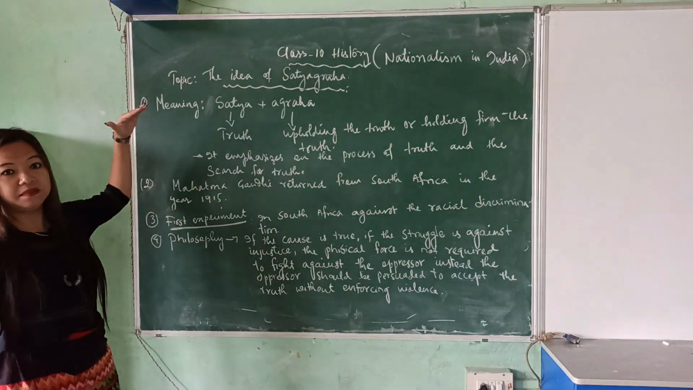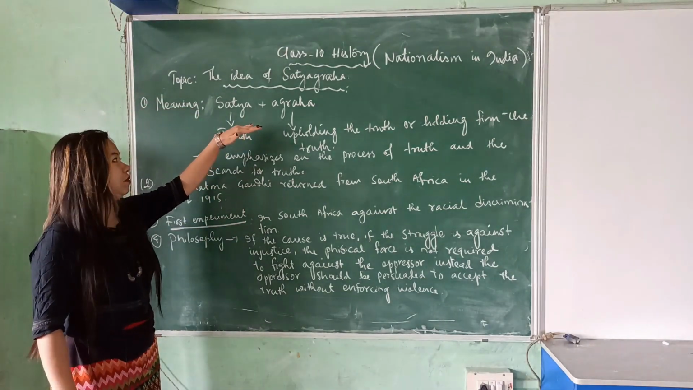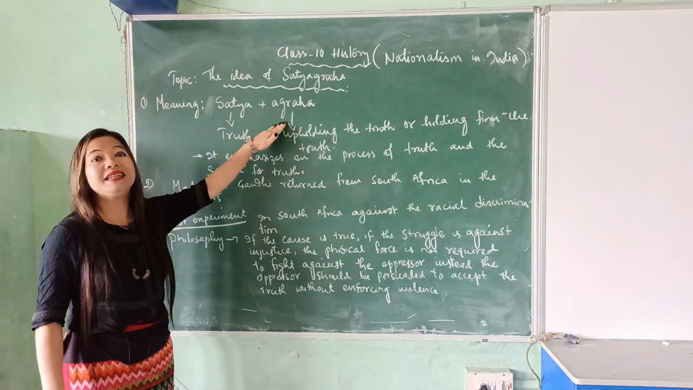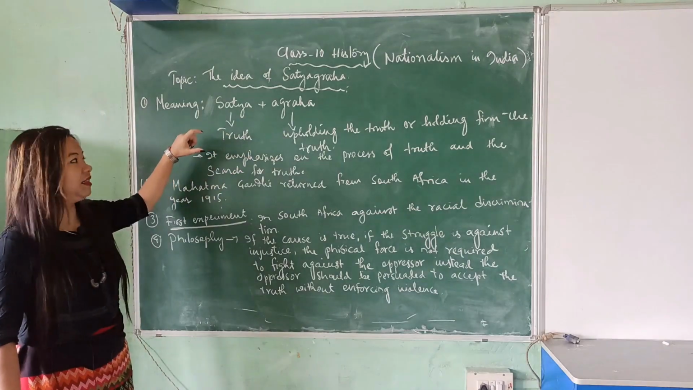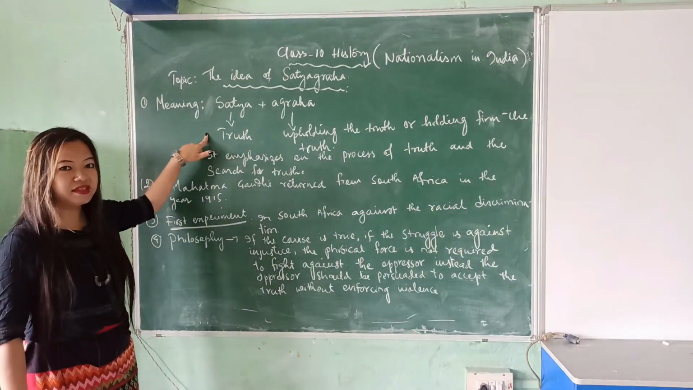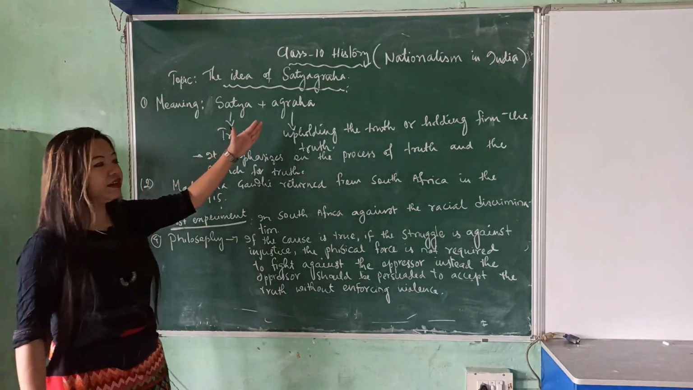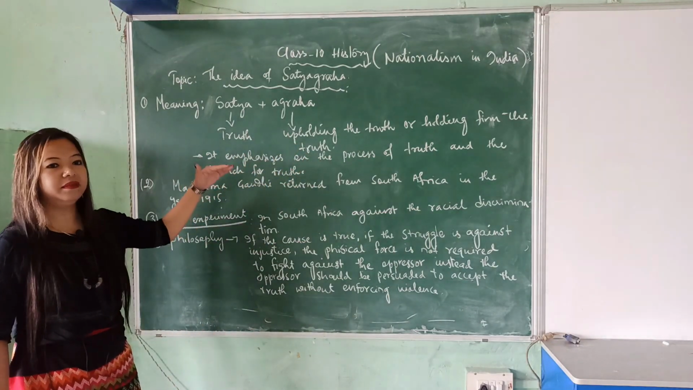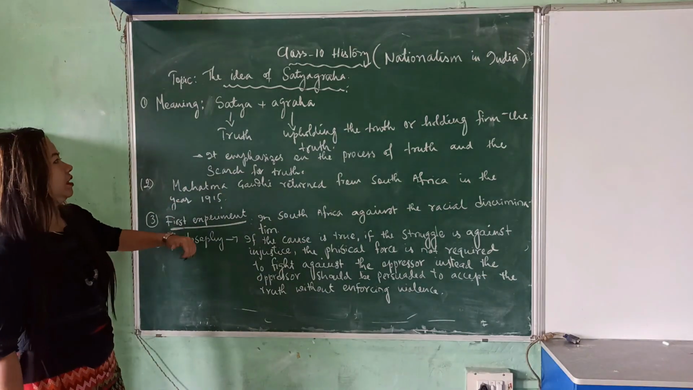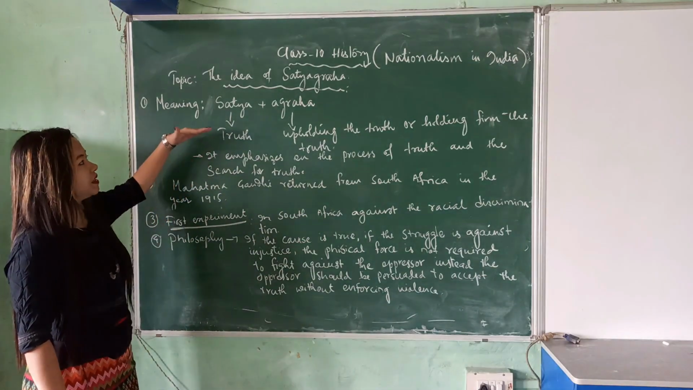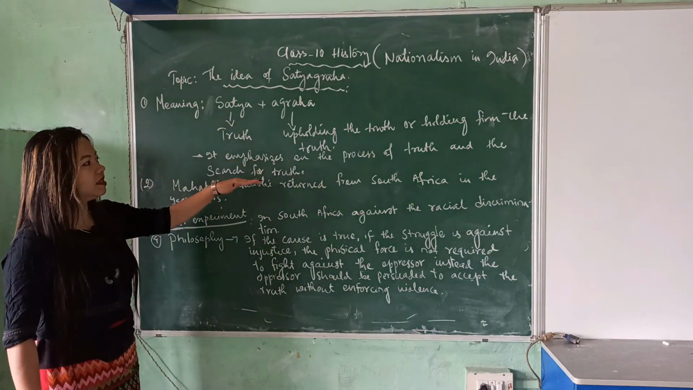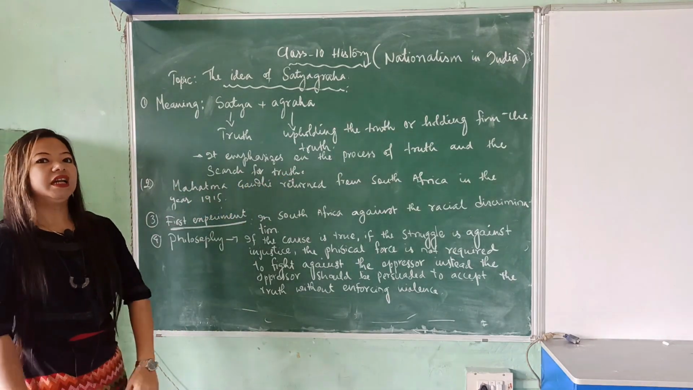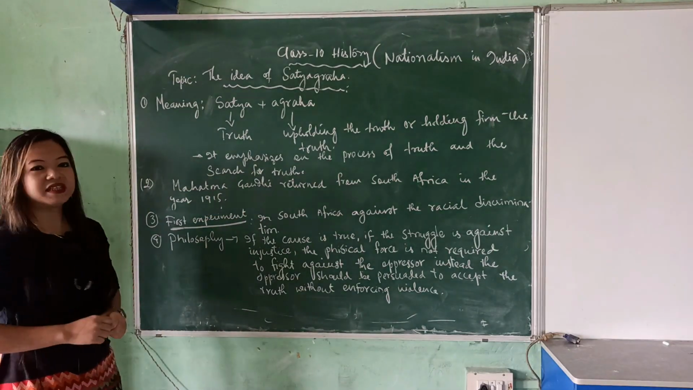Satyagraha is a combination of two words. We have Satya plus Agraha. Now let us find out the meaning of this Satya. Satya here means truth, and Agraha here means upholding the truth or holding firm the truth. Definitely, the idea of Satyagraha emphasizes the process of truth and the search for truth. Now, we already know the meaning of Satyagraha.